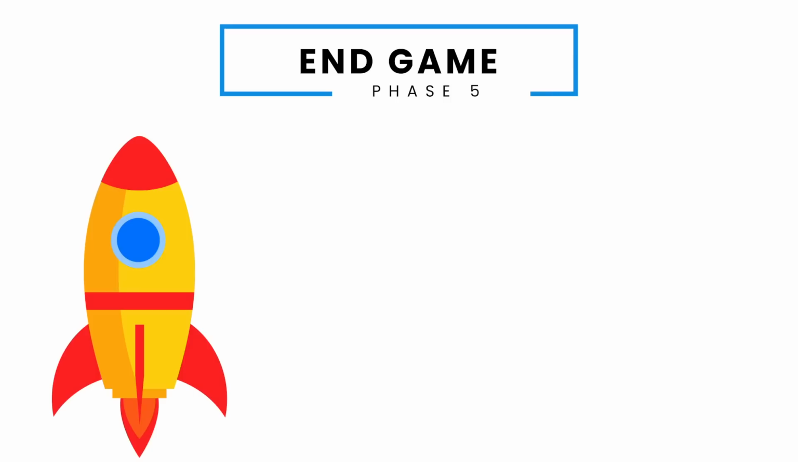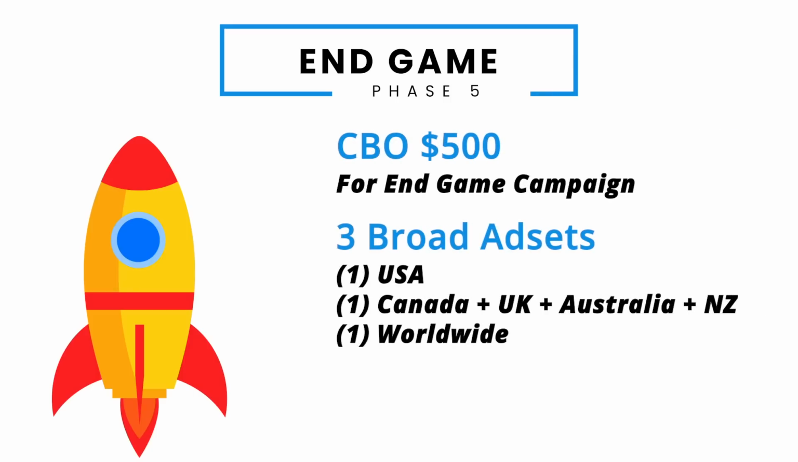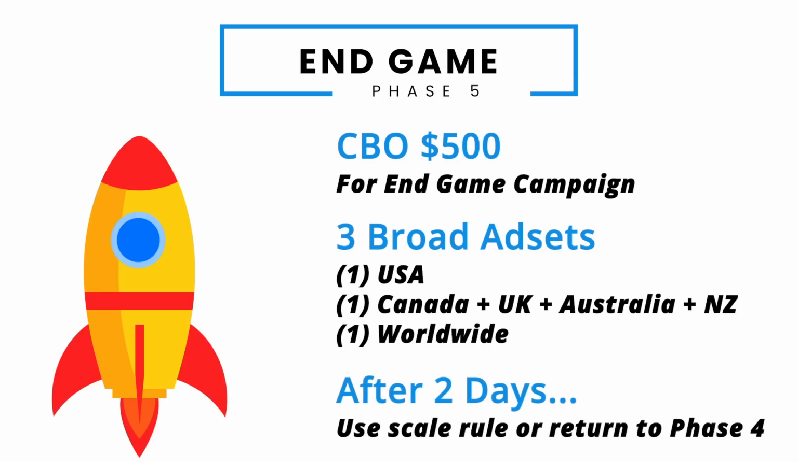The setup for this phase consists of a $500 CBO running completely broad targeting to 3 different ad sets. 1 ad set targeting the USA, 1 ad set targeting Canada, UK, Australia, New Zealand, and 1 ad set targeting worldwide with a few third world countries removed. After running this campaign for 2 days, you should scale using our scale rule if it's profitable, or kill if it's doing bad and go back to phase 4 until you have more data.